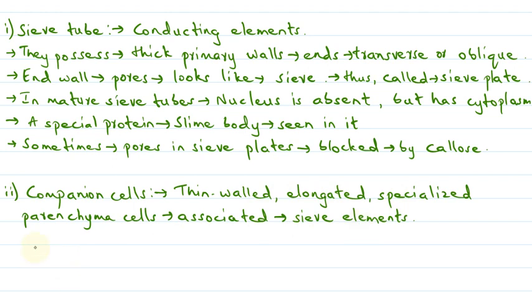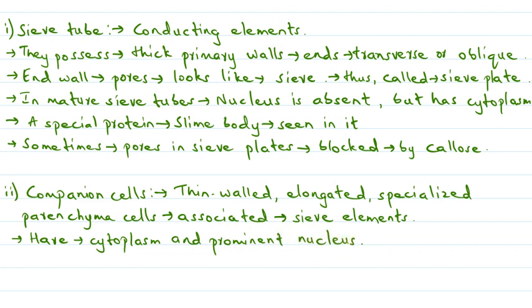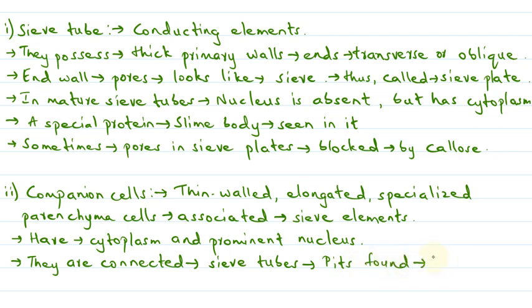The companion cells have cytoplasm and a prominent nucleus is also present. They are connected to the sieve tubes through pits that are found in the lateral walls.